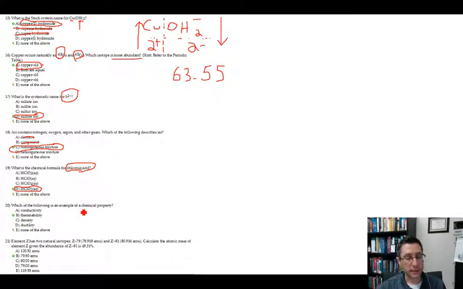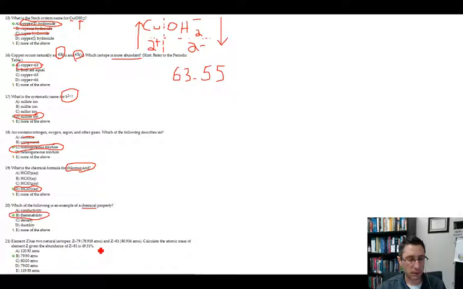Number 20, which of the following is an example of a chemical property? We talked about this in class. Chemical signifies a reaction or flammability. Those were the two keywords here that make it a chemical property. These other things are physical properties. How does it conduct? How dense is it? How much can I change its shape into a wire? That's ductility. So this should have been a gimme because the flammability keyword that we had talked about is very much a chemical property.